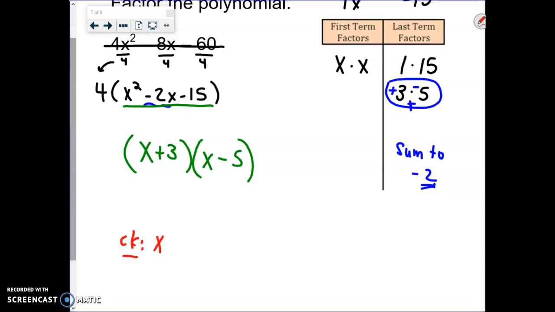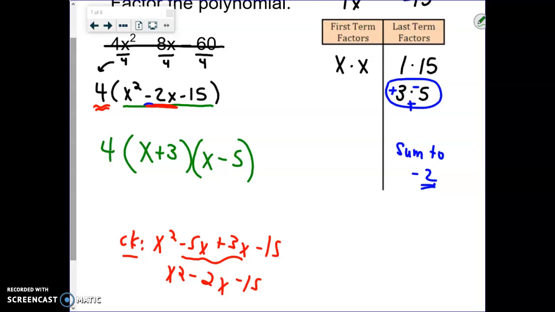x times x is x squared. x times negative 5 is negative 5x. 3 times x is 3x. 3 times negative 5 is negative 15. Well, those middle 2 terms, ladies and gentlemen, do give us that negative 2x that we need right here. Minus 15 and then x squared. Now the only thing is that gives us this, but look right here, we still have this 4 out in front that we factored out. So that needs to be put here, and actually what you've created is, this is our answer, a polynomial with 3 factors. Okay?